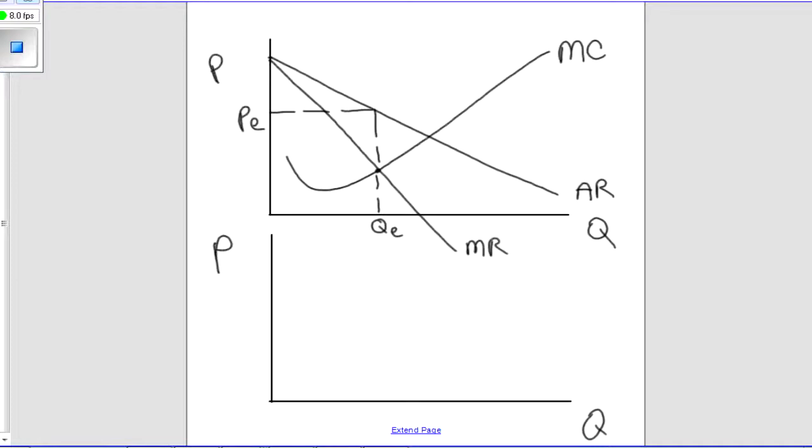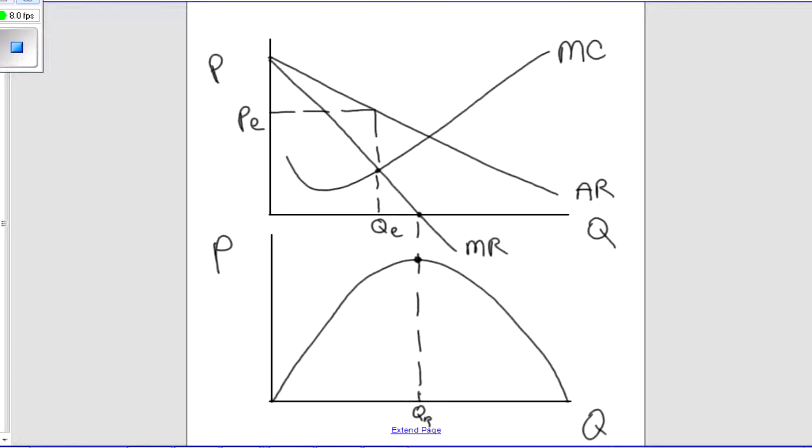Another objective of a firm is revenue maximization. This is when MR equals 0. Therefore, we have this point here. If we draw a line vertically downwards, we can show this is QR, and therefore our total revenue curve will have its highest point exactly at the point where MR equals 0.